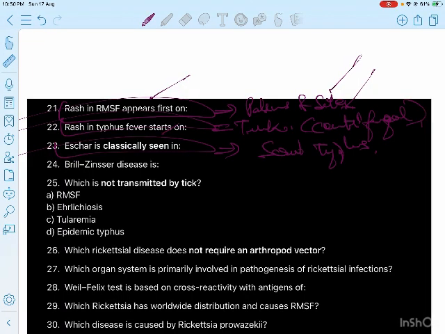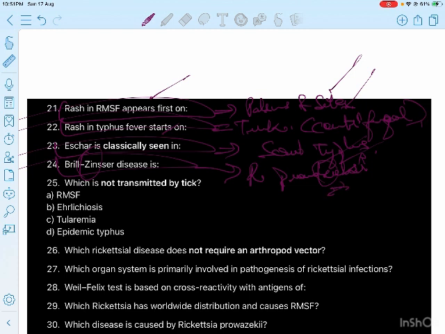Generally it can be seen in any of these, but classically it is pathognomonic of scrub typhus only. Now Brill-Zinsser disease. I told you the only Rickettsia that has Z in its spelling is Rickettsia prowazekii. Z for Z. Brill-Zinsser disease is a mild recrudescence form of epidemic typhus. If the patient is immunodeficient or anything, then it recurs in the form of Brill-Zinsser disease.